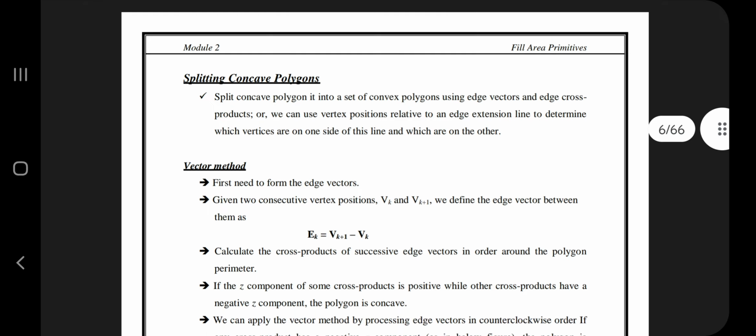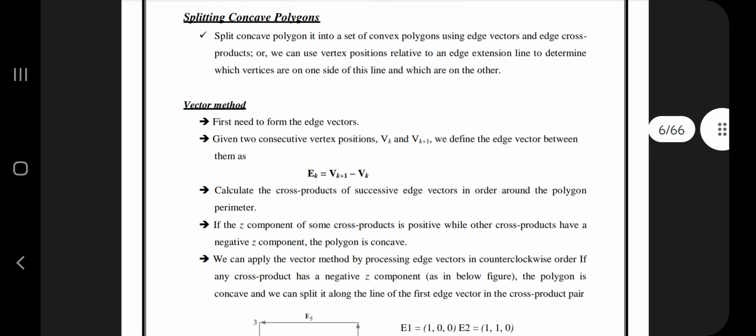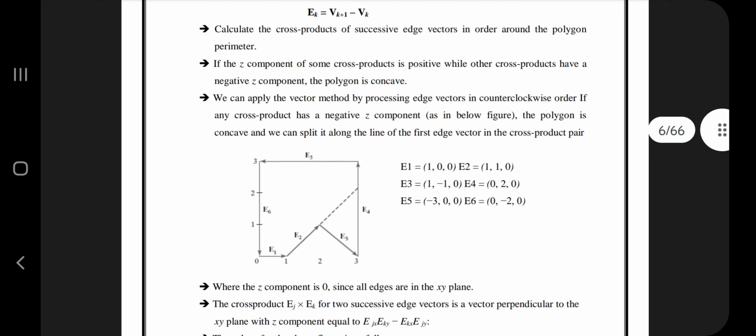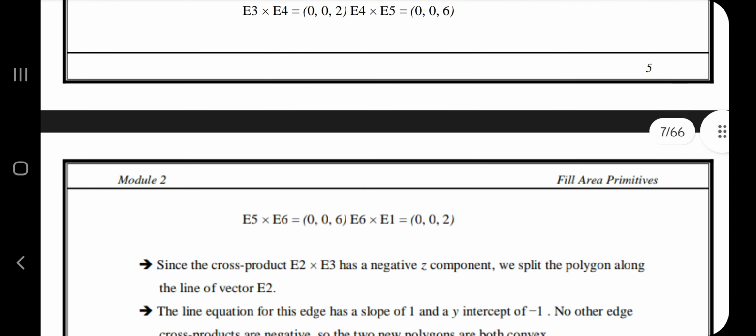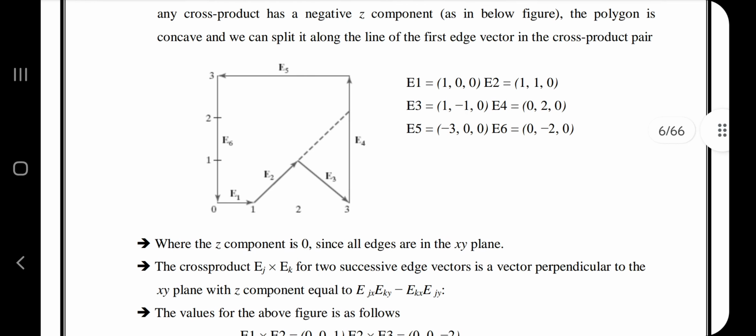And let's move on to the next one, which is splitting the concave polygon. There are two methods in which you can split the polygons. The first is the vector method, the second is the rotation method. Okay, so let's see what the key concepts are in both of these.